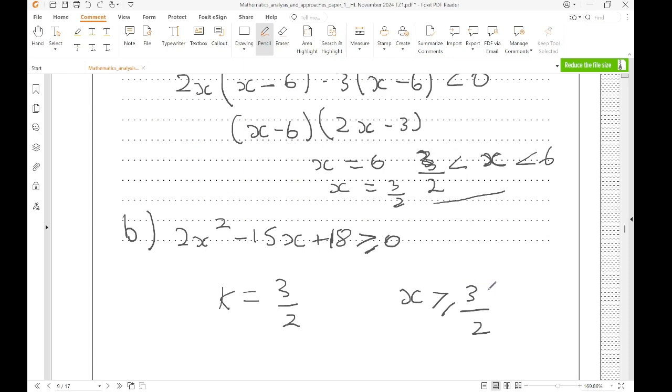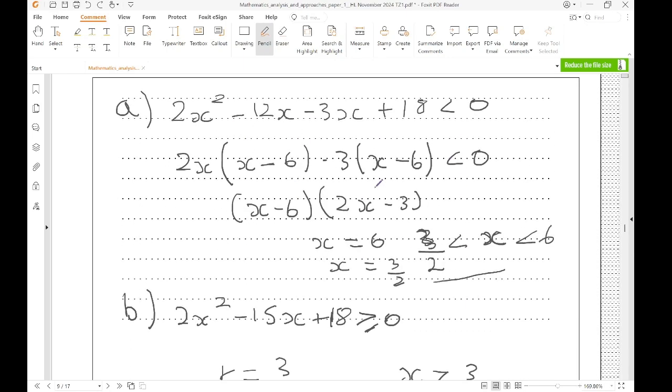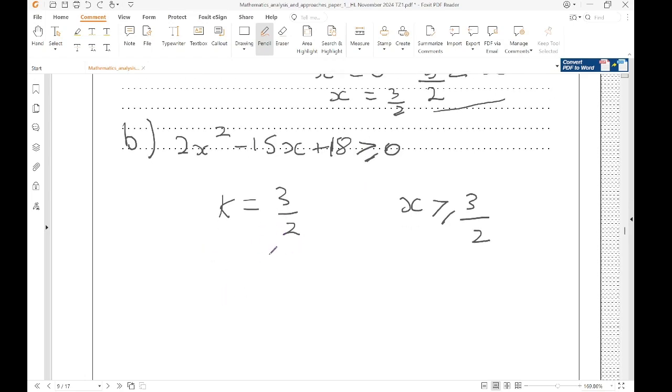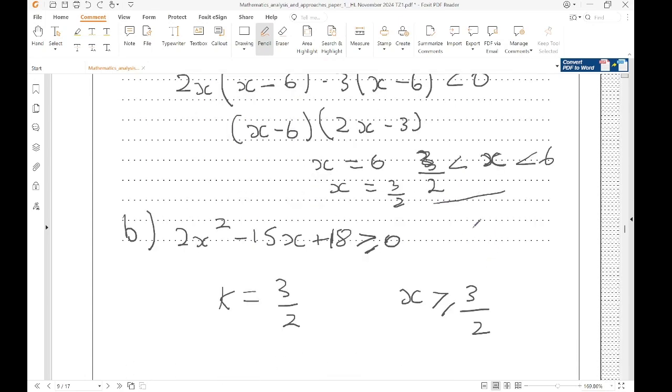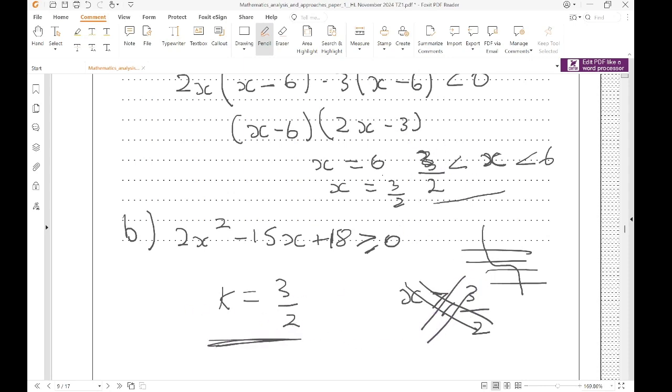So for this function to have an inverse, for it to be a function, k has to be 3 over 2. That means that x has to be less than or equal to 3 over 2. Then and only then will it look something like this, where there's only one singular intersection for all the horizontal line tests that you draw. So I hope that makes sense now. So x cannot be greater than 3 over 2, and k is equal to 3 over 2. And this references back to the original question that we had done for part A.